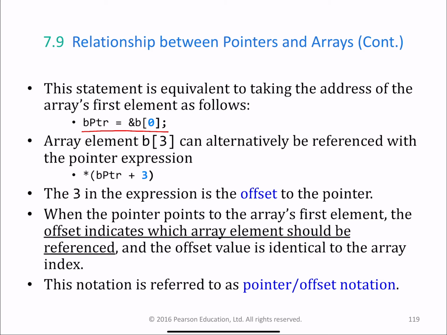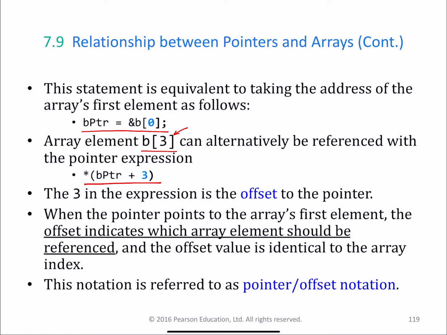Now, let's pick a specific element. Let's pick element number 3 of array B. It can, of course, be referenced using the index notation that we're already familiar with. But an alternative way to reference that same element is this, using pointer arithmetic. Now, we're already familiar with pointer arithmetic.